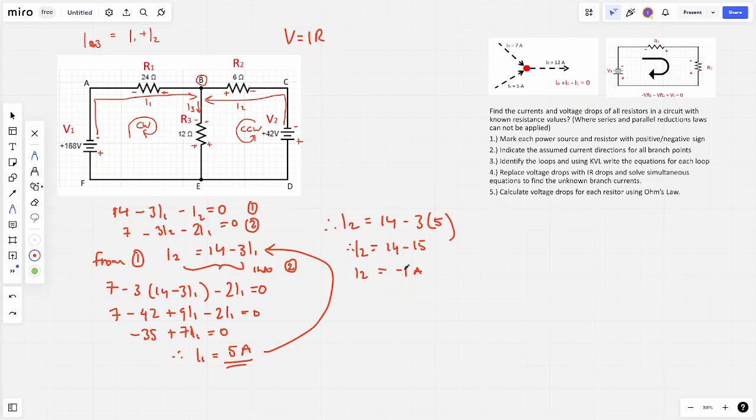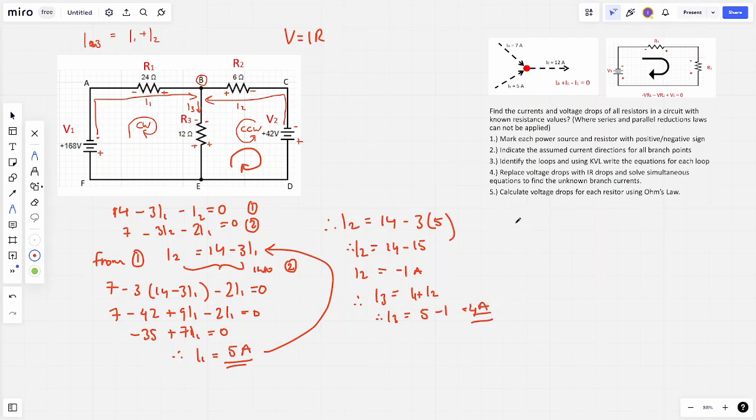So what that negative sign means is that our assumption of current going counterclockwise is actually wrong, and it's going clockwise indeed. So therefore we can say that I3 is equal to I1 plus I2. So therefore I3 is equal to 5 minus 1, which is 4 amps.